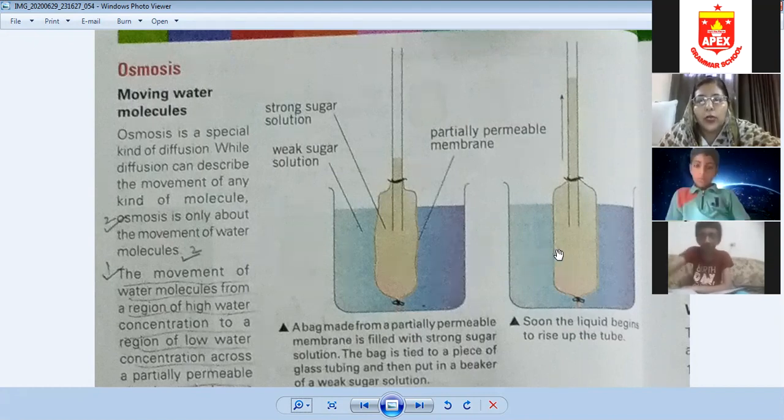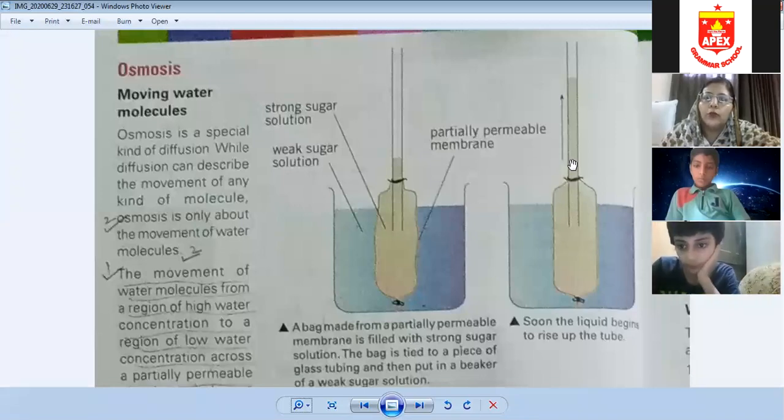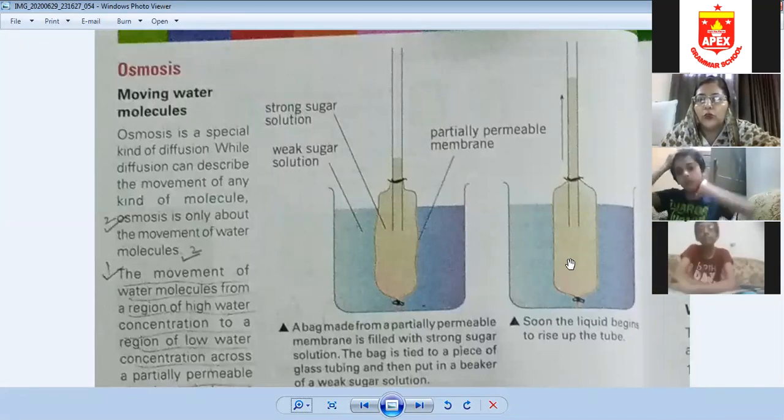I will explain the osmosis definition again. First part, the movement of water molecules. This bag is filled with sugar and water, so it is a movement of water molecules. Second part is that from higher concentration to lower, here is the higher concentration of water.